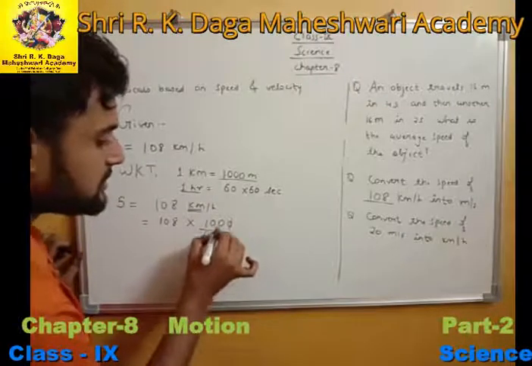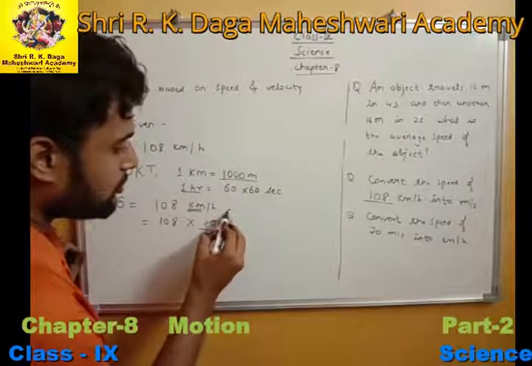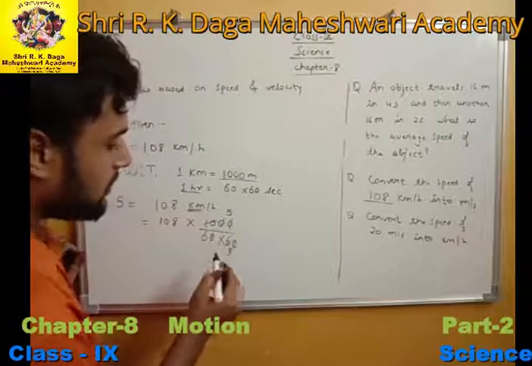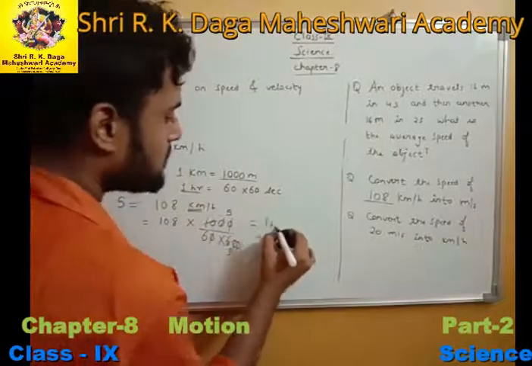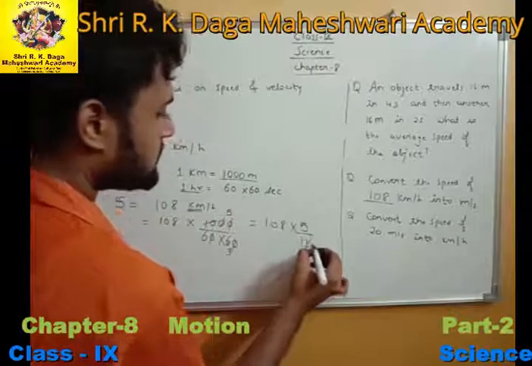Okay, so on solving, what do we get from here? 0 cancels with 0, 0 cancels with 0, 2 5s are and 2 3s are. That is 108 into 5 by 6 is 18.